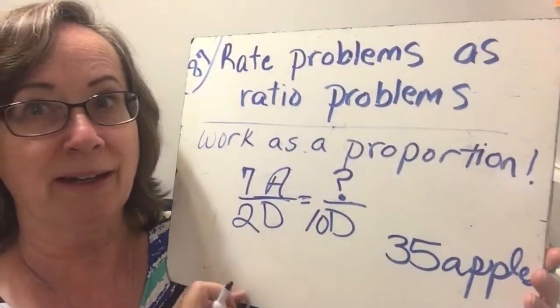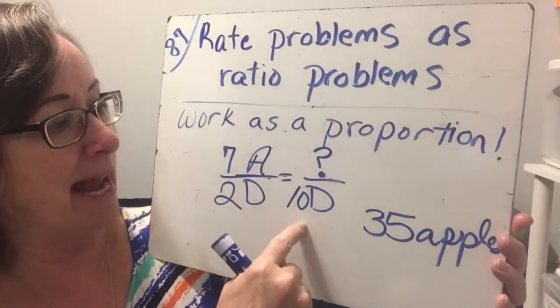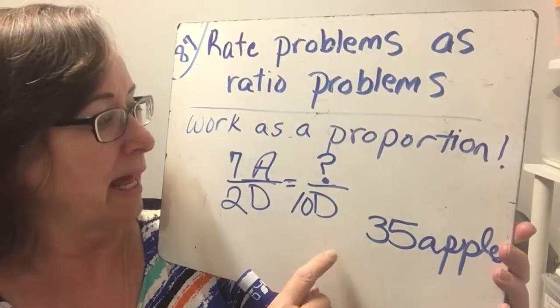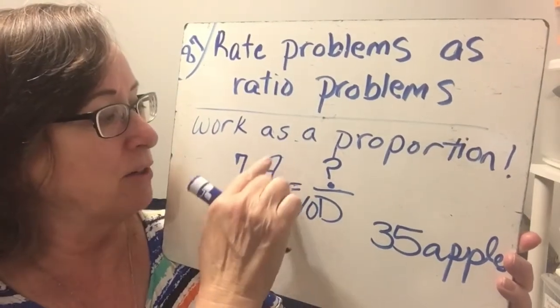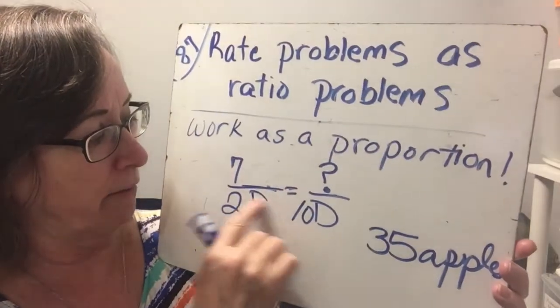Or we could cross multiply. We could say, well, let's go ahead. Now that we have apples, dollars, then we can ignore our units.